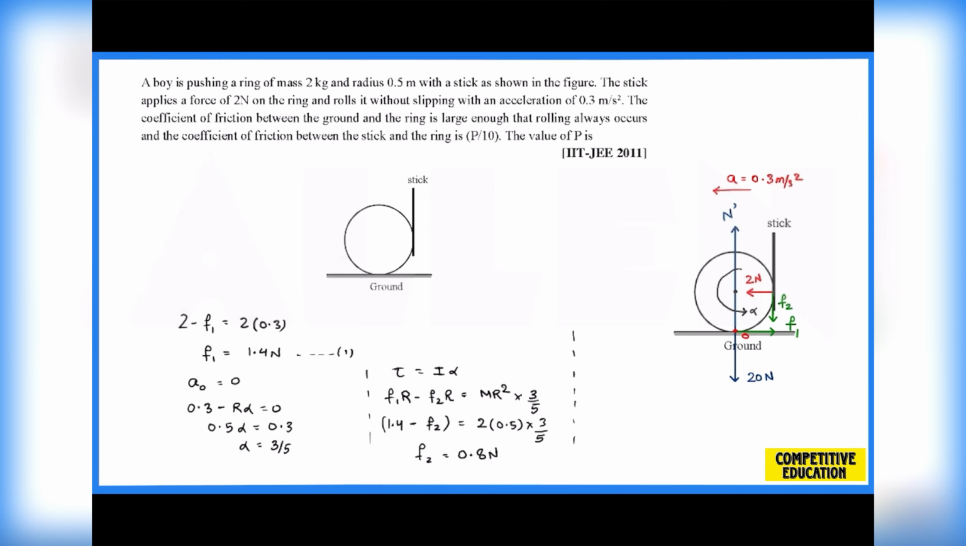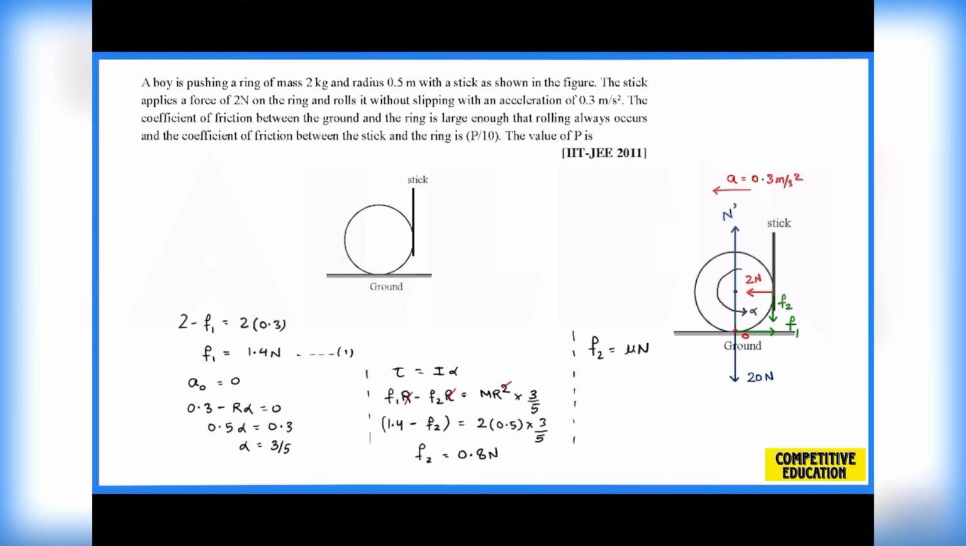Putting the value of F1 as 1.4, for F2 I have to calculate, and this R and this R square will cancel out. Putting the value of M as 2, R is given as 0.5, angular acceleration is 3 by 5. From here I will get the value of the friction force offered by this stick on this ring, it will be 0.8 Newton. Now I can write that F2 must be equal to mu N.